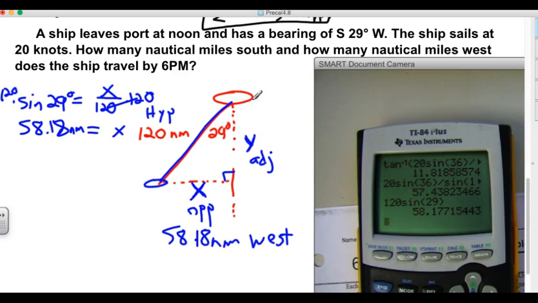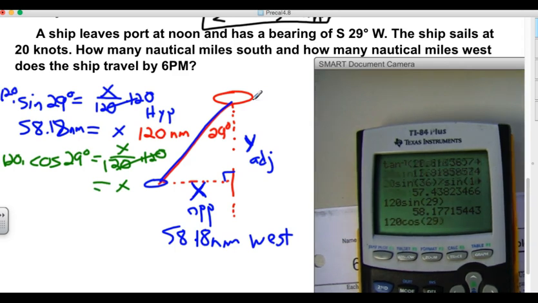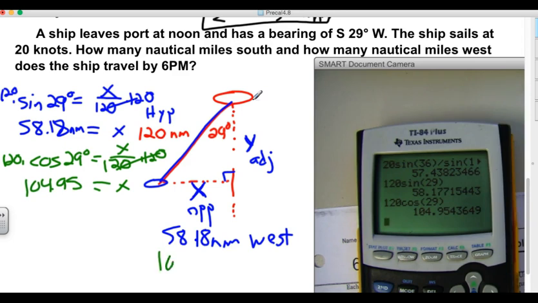All right, and then let's find y. So y is the adjacent, so we're going to use cosine of 29 degrees equals y over the hypotenuse, which is 120, times 120 on both sides. So we get 120 times cosine of 29 is 104.95. So we are 58.18 nautical miles west and 104.95 nautical miles south from where we started.